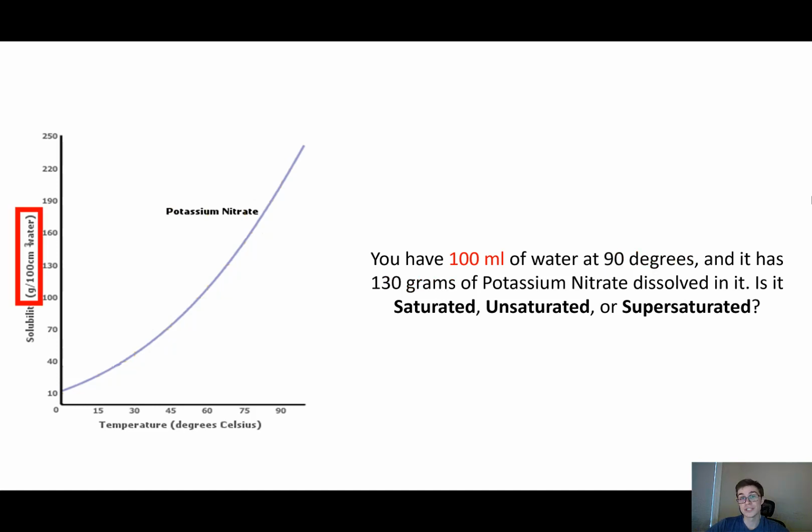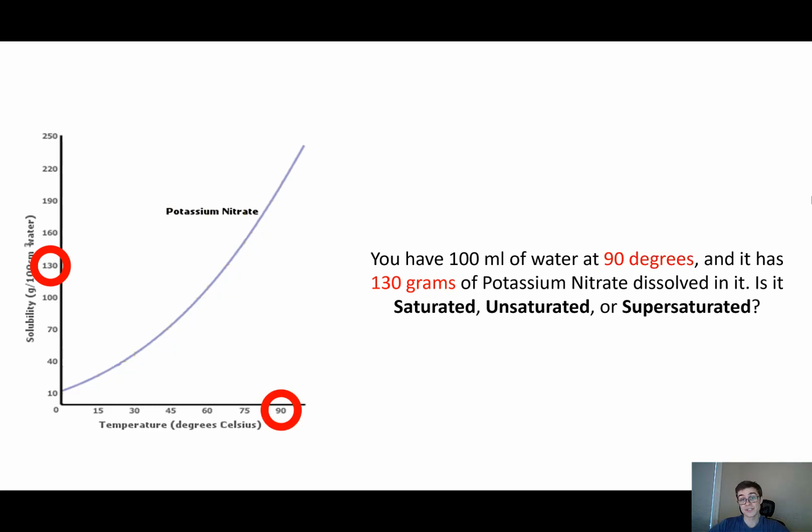These are all going to be important. It says 100 milliliters of water, and notice that's the same unit that we have on the axis over there on the left. Technically it says grams per 100 centimeters cubed, but 1 centimeter cubed is the same as a milliliter. So this number just lets us know that the graph is the right graph. It's using the same units, 100 milliliters and 100 milliliters. 90 degrees, that lets us know that we are at 90 degrees on the temperature axis, and 130 grams of potassium nitrate, that's where we are on the mass axis, on the left over there.